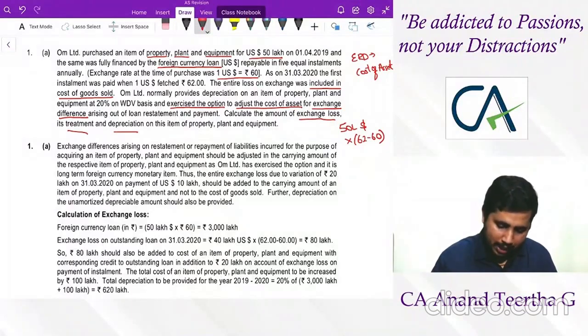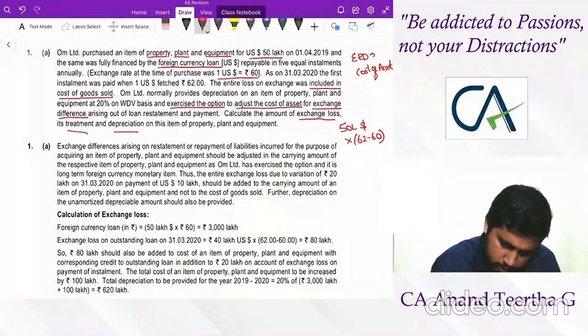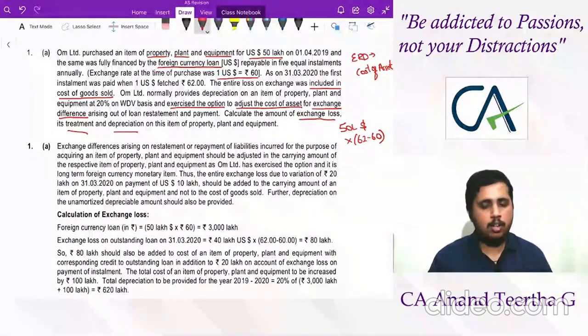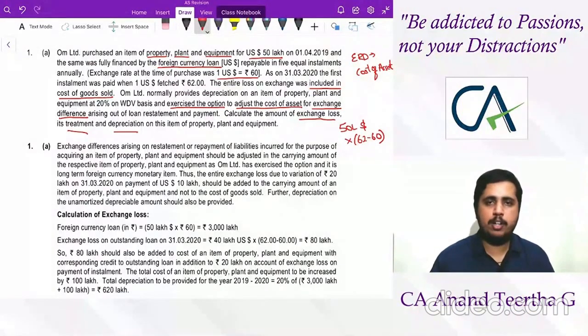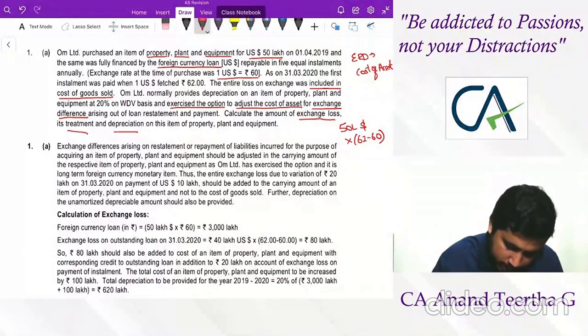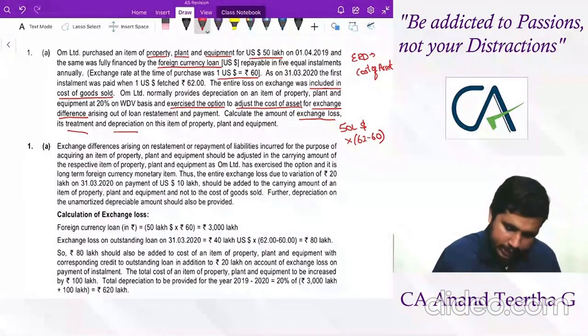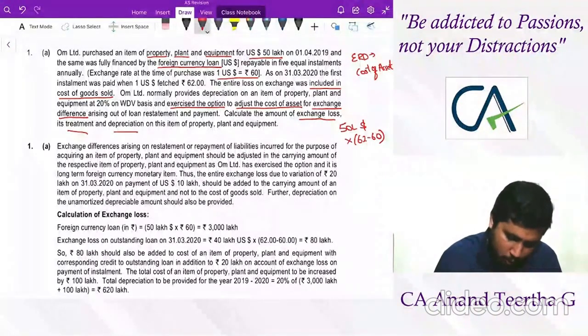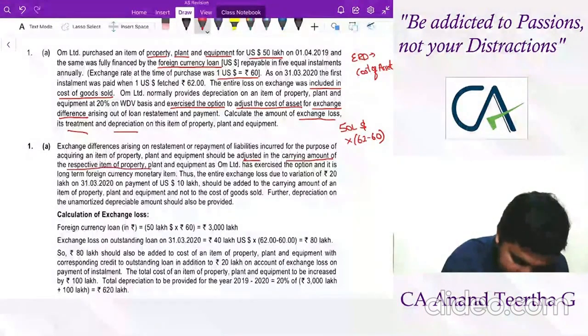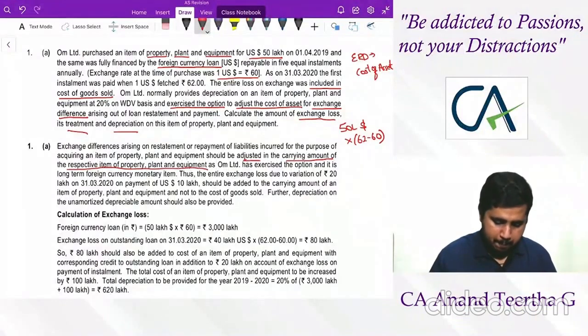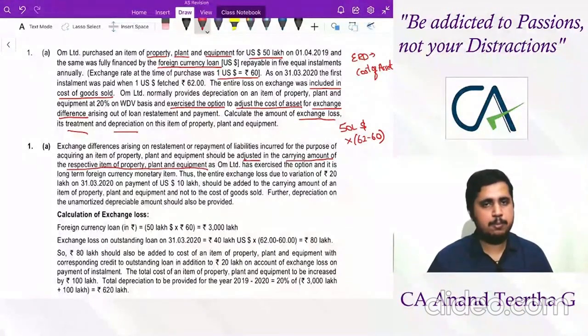50 lakh dollars you have, yeah, US dollar 50 lakh, correct. So 50 lakh dollars you have, 62 rupees minus 60. So 2 rupee per dollar is the exchange rate difference. So accordingly, it has to be considered. If I read it over here, exchange rate differences arising on restatement of liabilities incurred for the purpose of acquiring an item of property, plant and equipment should be adjusted in the carrying amount of the respective item of property, plant and equipment. Okay, so that is how you are supposed to deal with it.